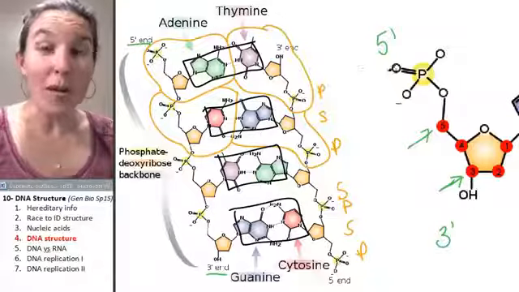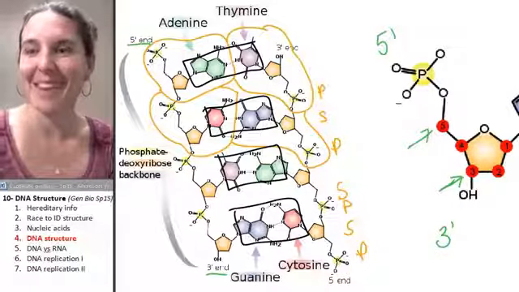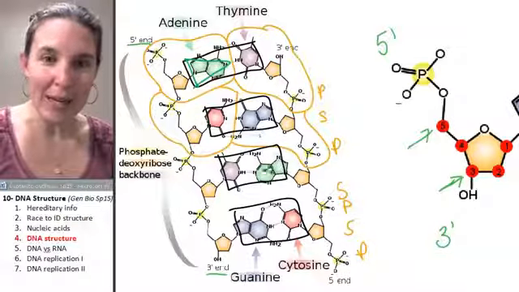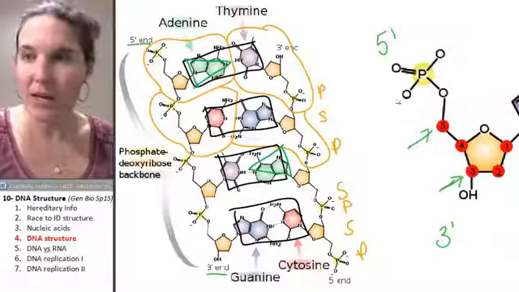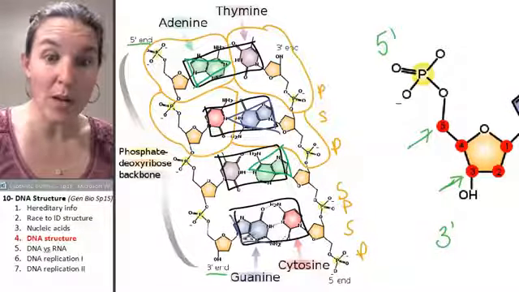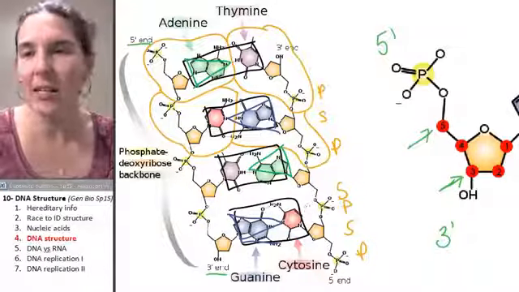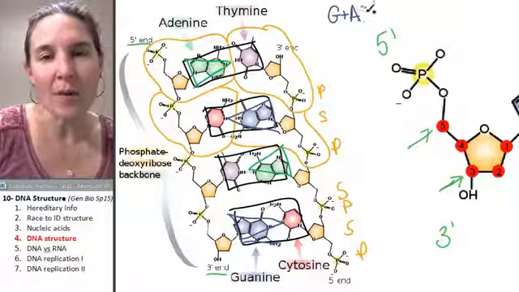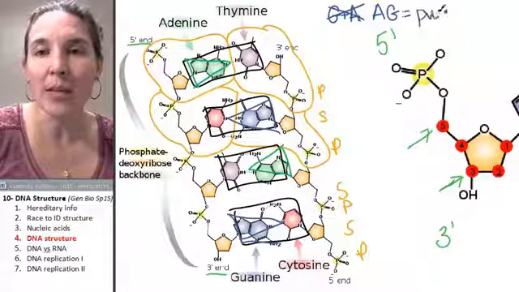Now, what do you notice about the nitrogen bases? Do you notice that some are big? Look at these guys. These are big bases. Look, this blue guy is a big base. Here's another big one. The guanine and the adenine are big. Adenine and guanine are purines.